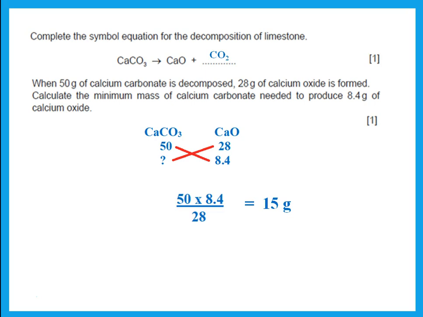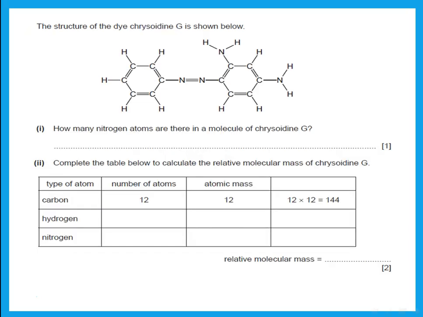So that will be 15 grams. This is again another type of question. First of all, he gives you the formula and then he says how many nitrogen atoms are there in a molecule of this compound. Well, calculate, count them. 1, 2, 3, 4. I have 4 nitrogen atoms in this molecule.